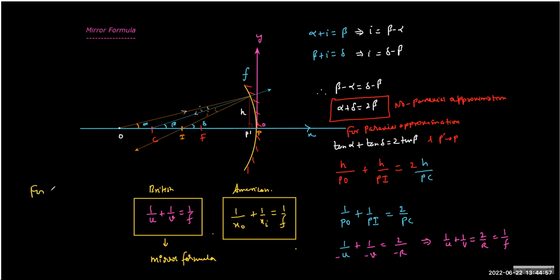So for plane mirror, the radius of curvature tends to infinity, and therefore the f will also tend to infinity. So 1 by u plus 1 by v equals to 0. So v equals to minus u, which is exactly what plane mirror does. It forms the real to virtual and virtual to real. So if u is negative, v will be positive for sure. But if u itself is positive, v will be negative. So that's the interpretation which you can understand from the mirror formula.